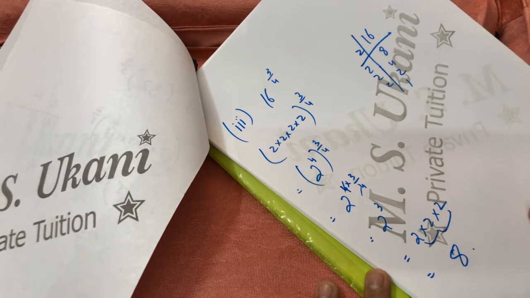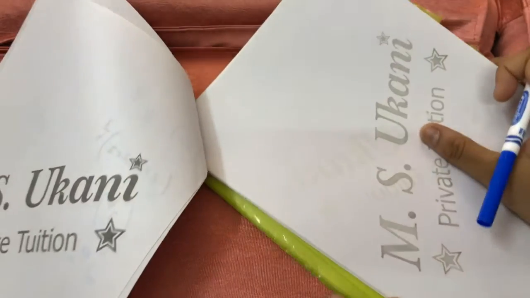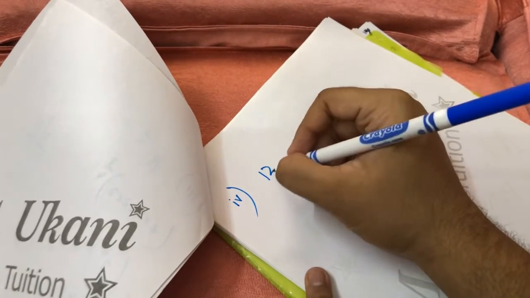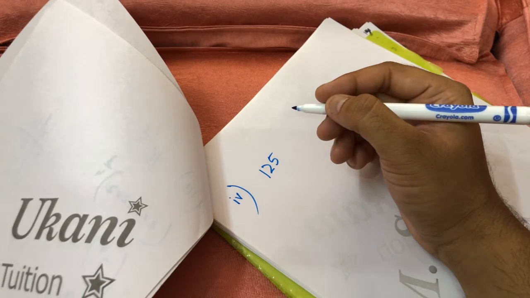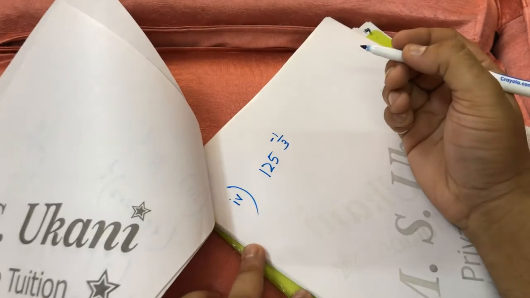Okay, so let us move to the fourth one, that is 125 raised to power minus 1 upon 3.